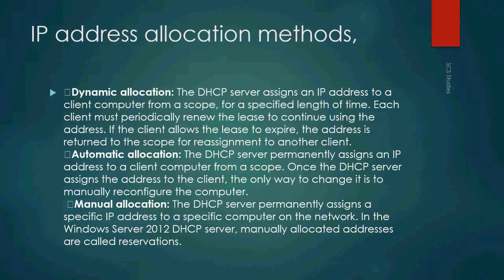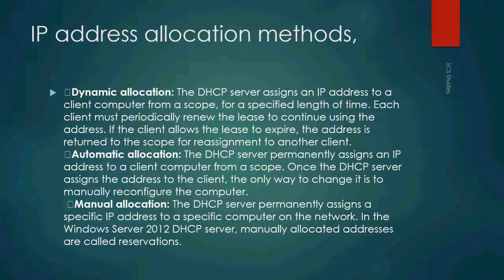So IP allocation has three types of process. One is dynamic, second is automatic, and third is manual. So the first one is, when you are using a DHCP server, at that time DHCP will distribute the IP address in the dynamic allocation method.